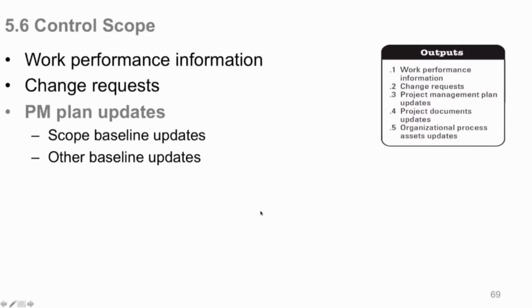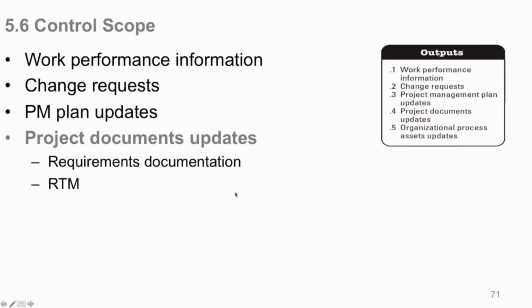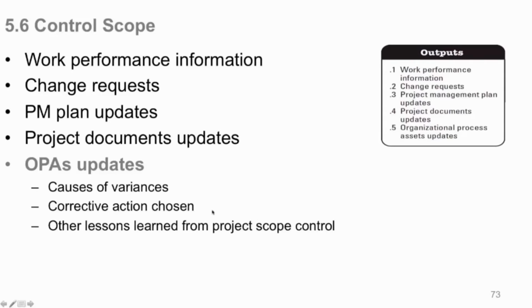Outputs, PM plan updates, your scope baseline may need to be updated for good or bad. Other baseline, maybe cost, maybe your schedule needs to change too. So baseline updates are a natural output if needed from control scope. Project document updates, your requirements document to get it back in sync with your scope baseline, and of course you need to sync up then with your traceability matrix if you need to. Organizational assets, the causes for variances, you want to document those, get them in your file. Corrective action that you chose to take to correct scope problems, get that in your file, and other lessons learned, of course, you want that in your file.